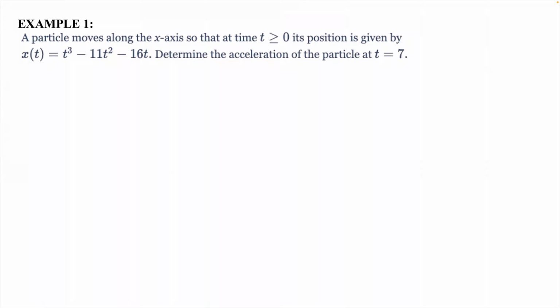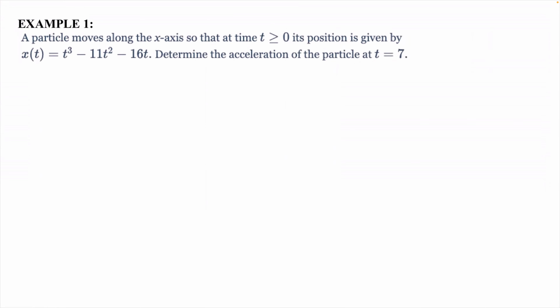You're going to see a lot of a particle or an object moving along the x-axis. That means it's moving left and right. It can only go left and right. Left is negative, right is positive. A particle is moving. Time starts at 0 and gets bigger. We can't go negative time, so time always starts at 0 and never stops. Its position is given by the function here. So they gave us position. How do we determine acceleration at time 7? What do we have to do?